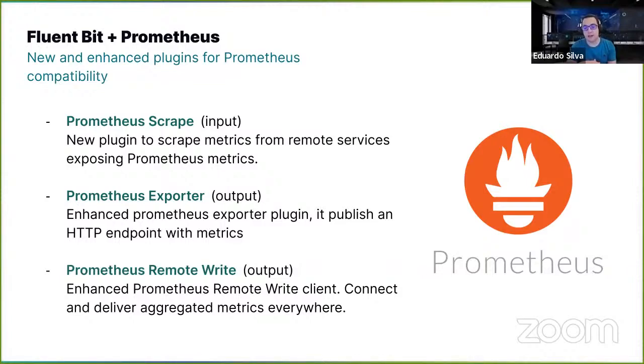On the output side, we have enhanced our Prometheus exporter plugin. Any metric that we get inside Fluent Bit, and I'm not talking about Fluent Bit's own metrics, any metric that we get, we can expose in different ways. One of them is through Prometheus exporter, meaning that we can wait for a client or an agent to scrape those metrics, or we can push the metrics out through Prometheus remote write, which is a Prometheus protocol for network transfer.